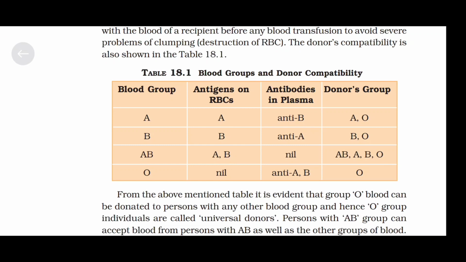Blood group AB: antigens on RBCs are A as well as B, antibodies in the plasma are nil, whereas the donor group can be AB, A, B, O. When the blood group is O, antigens on RBCs are nil, antibodies in plasma are anti-A and anti-B, and the donor group could be O.